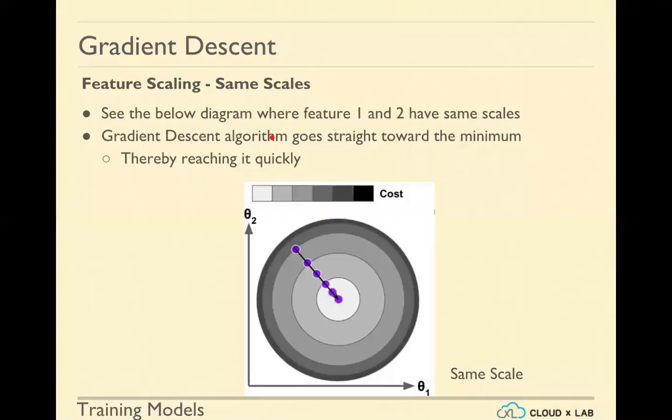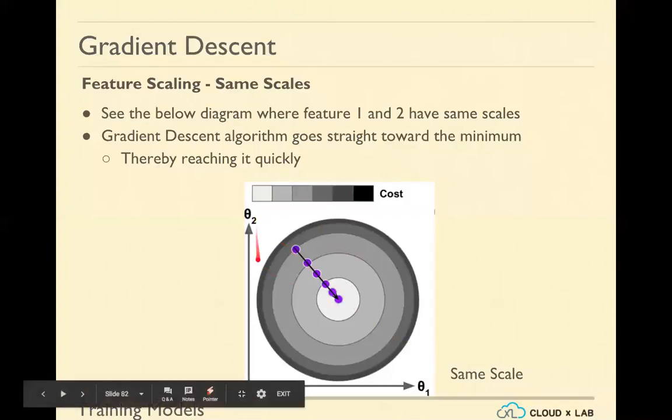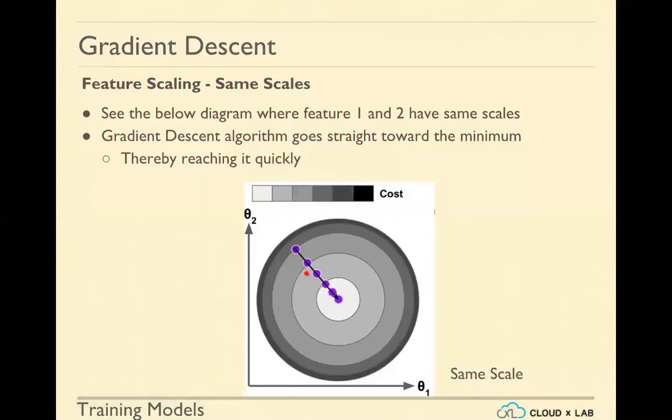So if we do that, the chances of thetas being in the same proportion or on the same scale is very high. And when theta 1 and theta 2 are on the same scale, this chart will look like this. Why? Because at every step, we are going to decrease theta 1 as well as theta 2. So both of them, we are going to decrease in a single step, right?